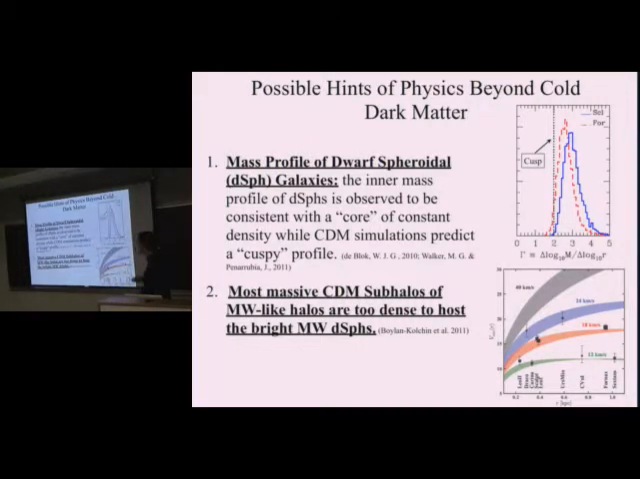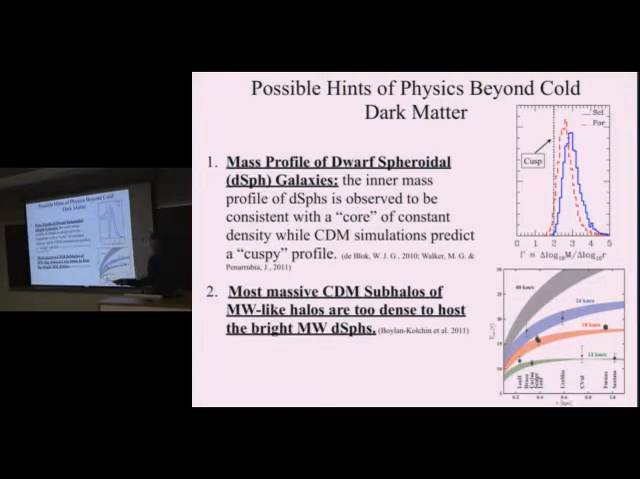The two observations I mention today have to do with dwarf galaxies orbiting our own Milky Way, or actually other galaxies too. The first hint is the mass profile of these dwarf galaxies called dwarf spheroidals. These galaxies have a mass profile describing how dark matter is distributed inside, and you can measure it. Of course, these observations are very hard, but you can measure the dynamics of how stars rotate and move in these dwarf spheroidals, and from this you can infer how dark matter is distributed inside.